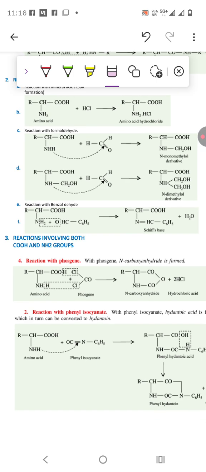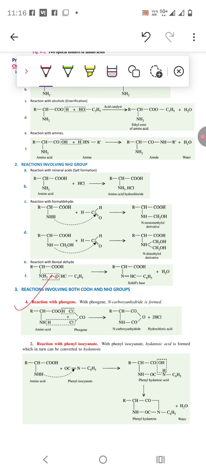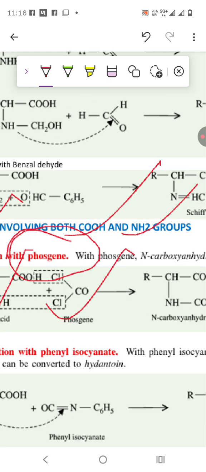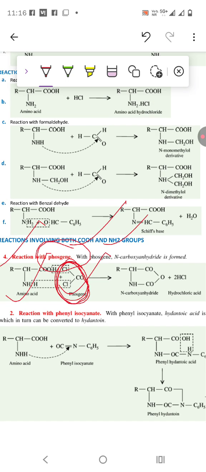Next, reactions involving both carboxylic acid and amine groups. Both carboxylic acid and amine groups. Reaction with phosgene. Phosgene is actually a toxic chemical used in the preparation of industrial reagents. When amino acid reacts with phosgene, phosgene is actually a carbonyl chloride, COCl2, carbonyl chloride.